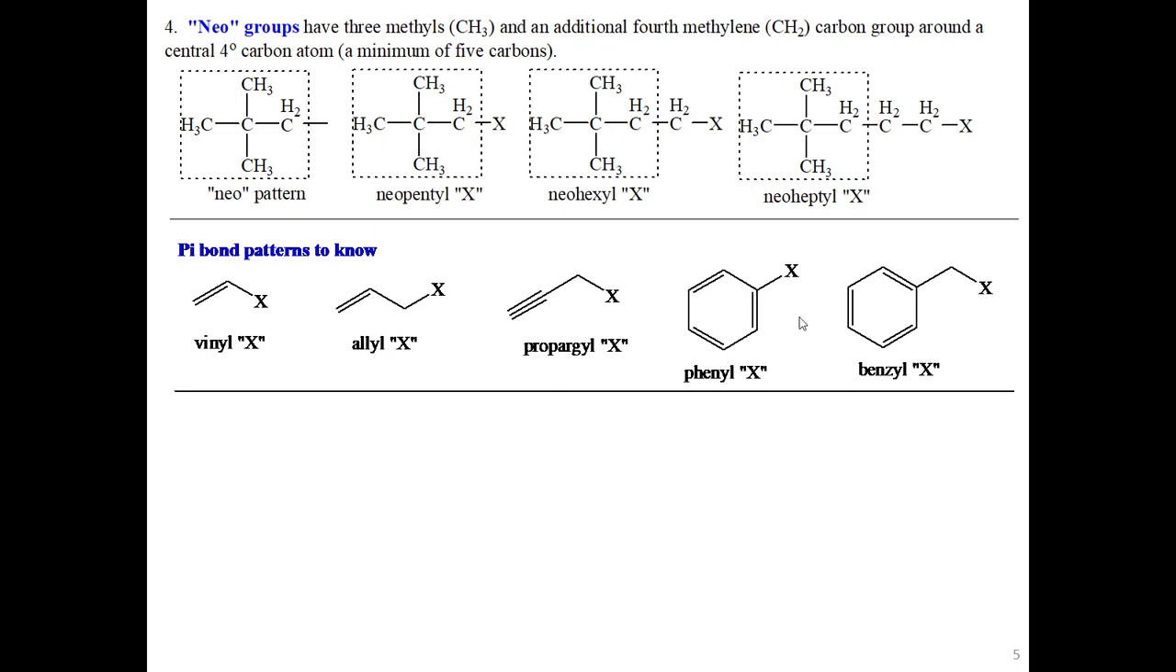Now we have 2 patterns for aromatic rings that we have to know. One is the X is directly attached to the ring, and we will call that one phenyl X, phenyl bromide. Okay, something like that. And over here, if we put a CH2 between the benzene ring and the X, sort of like we did over here with the allyl pattern, then we're going to call that benzyl X, benzyl bromide, benzyl alcohol, benzylamine.